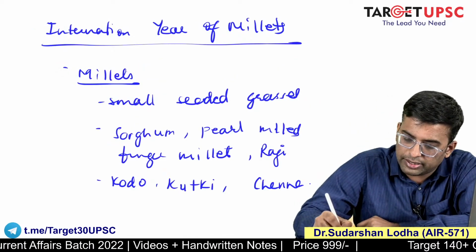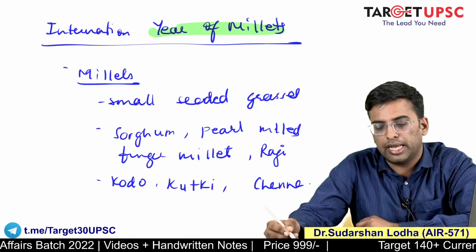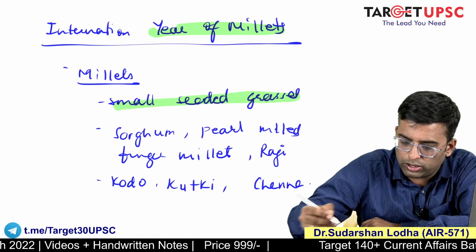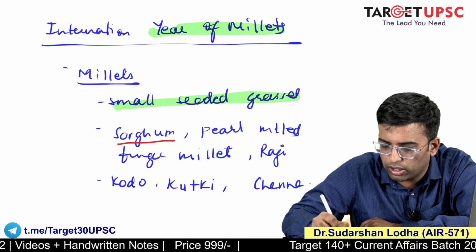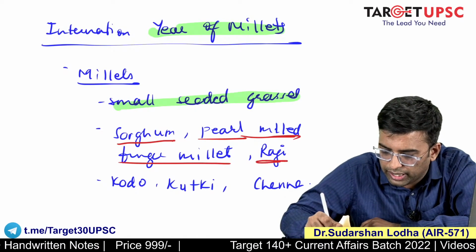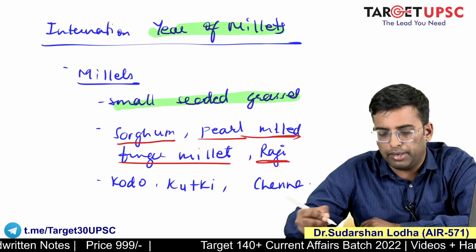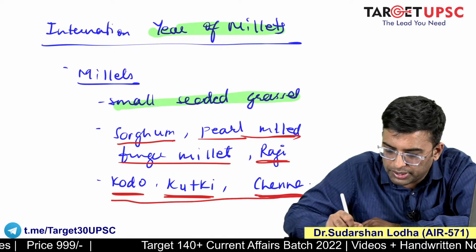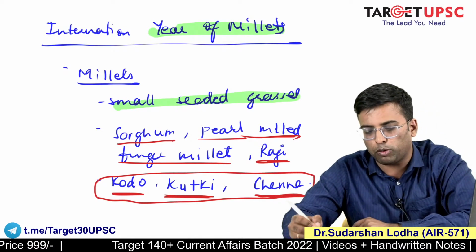But you should know that this year is International Year of Millets, and basically millets are what? These are small seeded grasses. Majorly कौन से हैं? Sorghum, pearl millet होता है. Then there is finger millet, ragi, few of the important millets. Then there is kodu, kutki and chena, few of the domestic or indigenous millets हैं. तो ये आपको पता चाहिए.